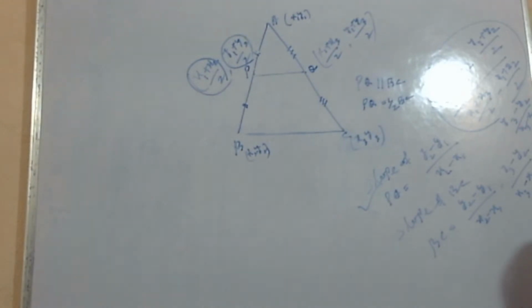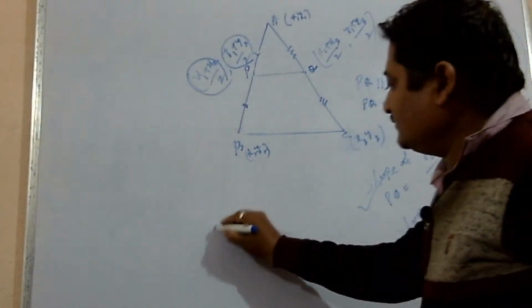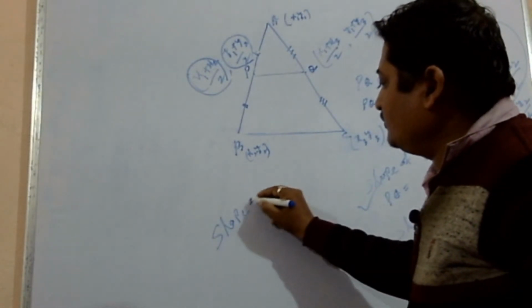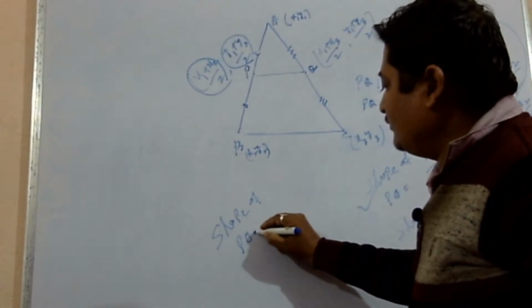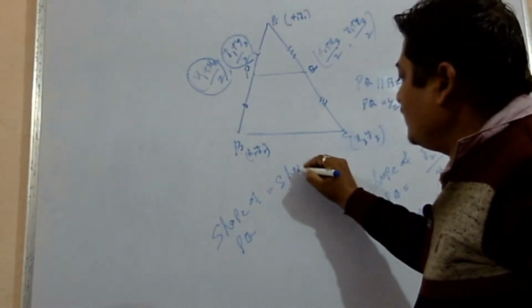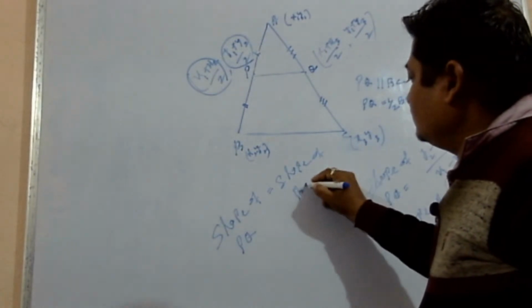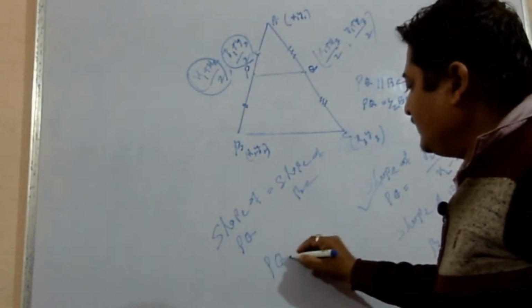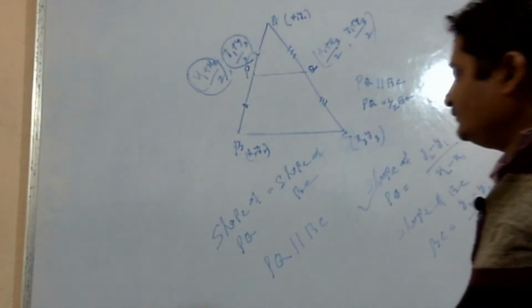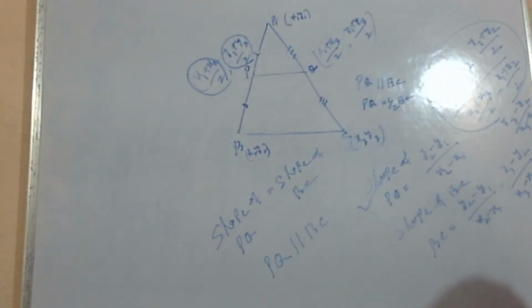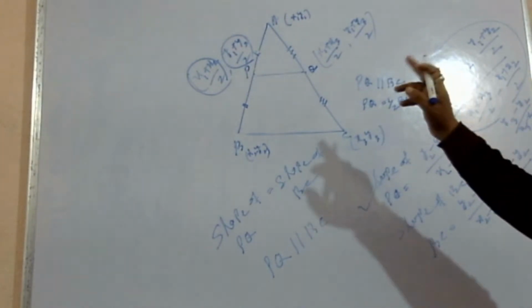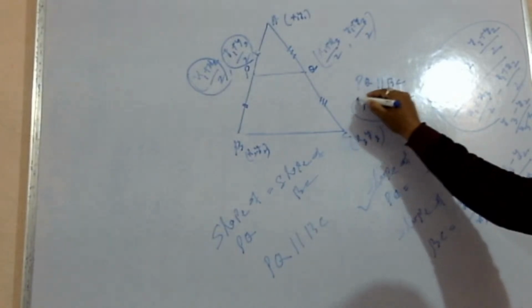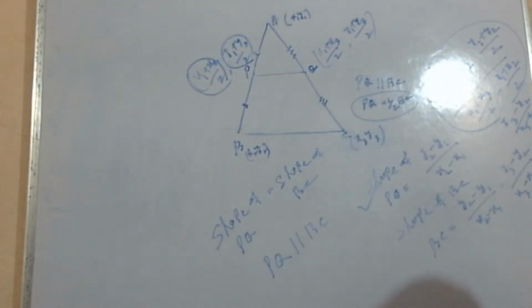Clear? Yes. When the slope of PQ is equal to the slope of BC, then PQ is parallel to BC. Clear? Yes. First bit proved. Next, come to the second bit. The second bit is PQ equal to half of BC. Now here you see.